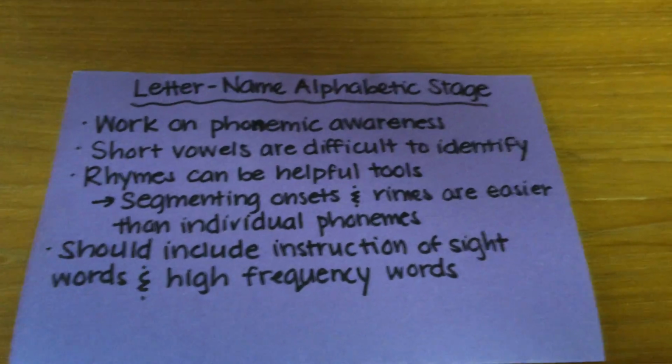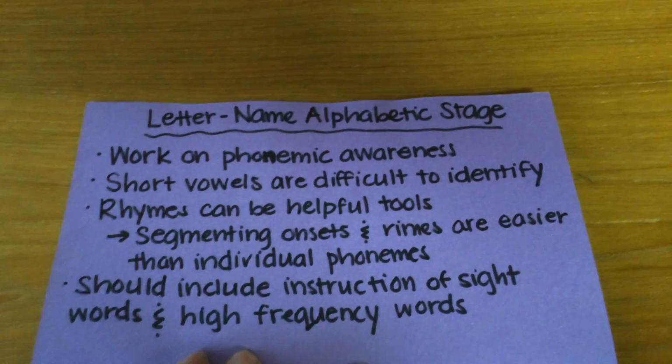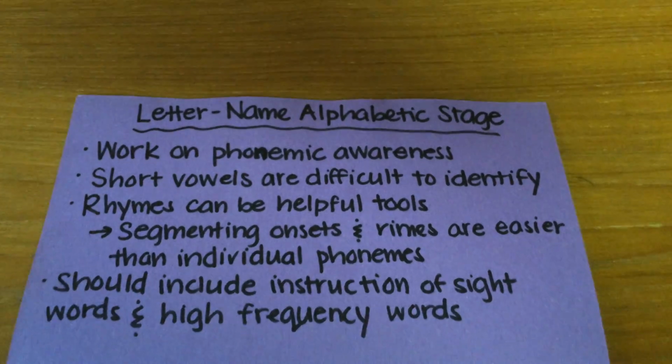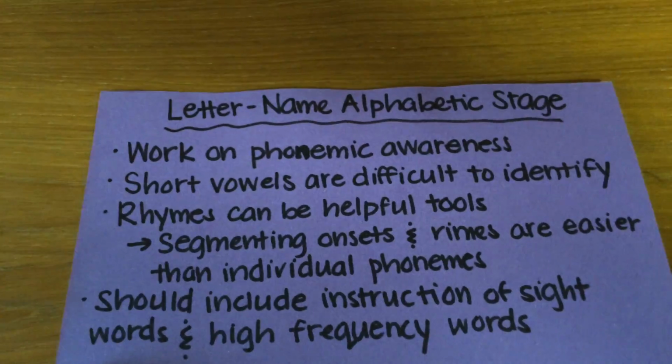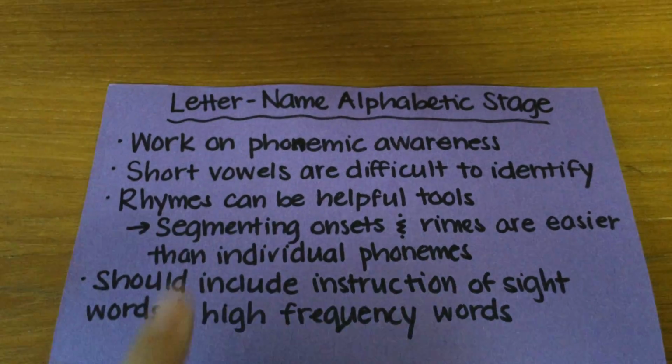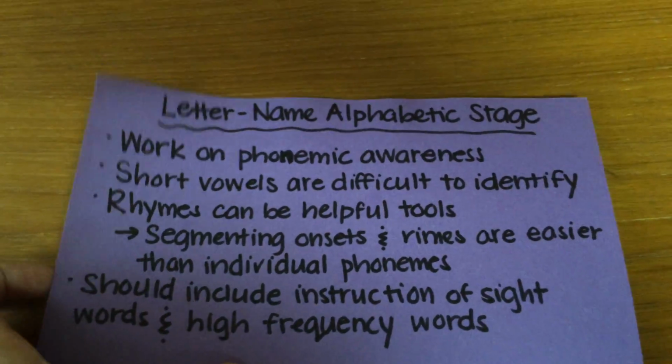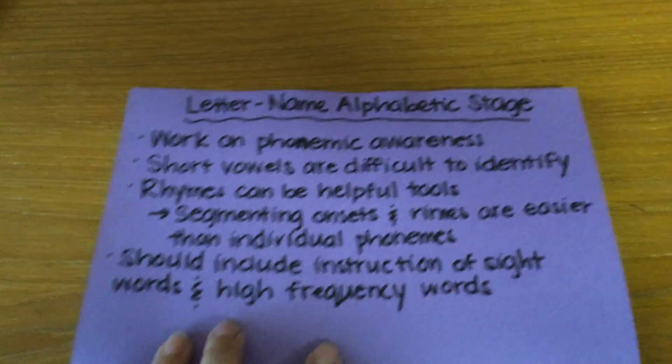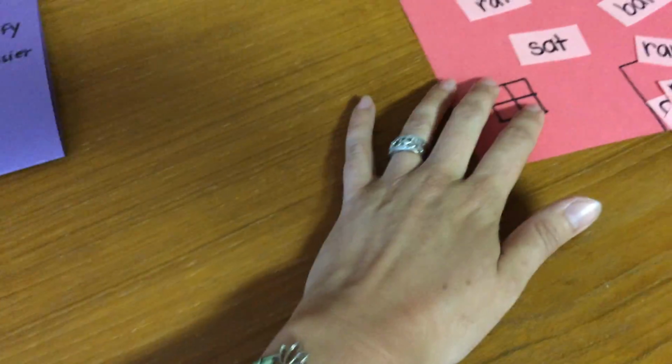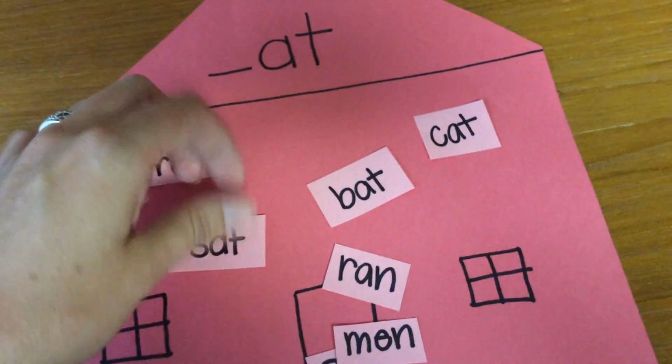Hi everyone, my name is Emily Sullivan and I'm here to talk about my two sorts and my one activity for children in the letter name alphabetic stage. In this stage, children are working on phonemic awareness, among other things. I'm going to start with my word family activity.